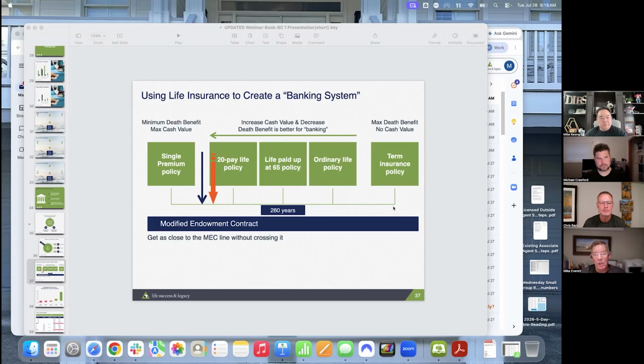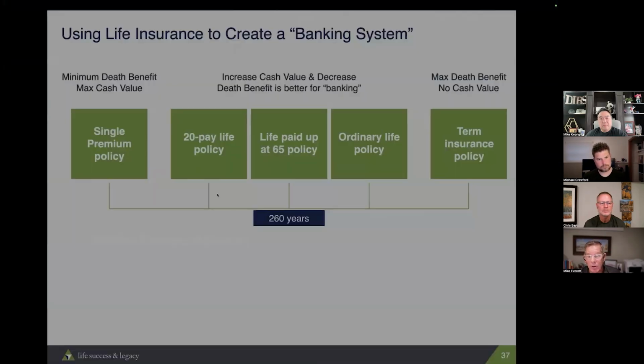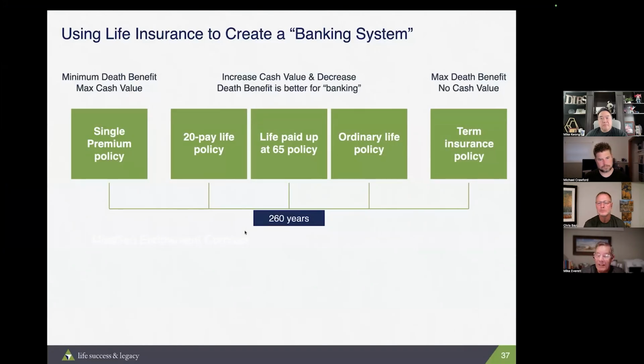So what we're going to do is look at the 260-year timeline of the life insurance industry. We're going to talk about a few kinds of policies so you can get an understanding of why IBC, why Life Success and Legacy, and why IBC would work for you and your family. So in the midst of all of this, golly, you know what I'm going to do? I'm actually going to go through the actual thing that I talk about.